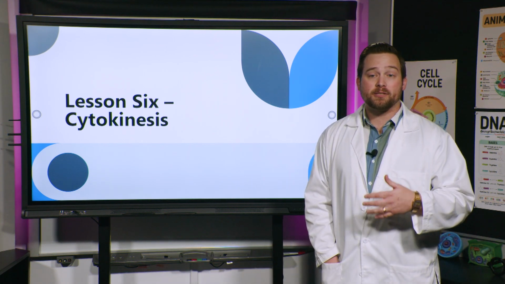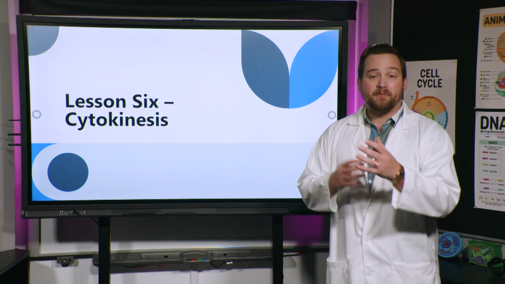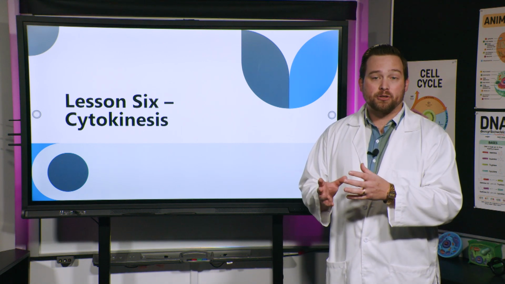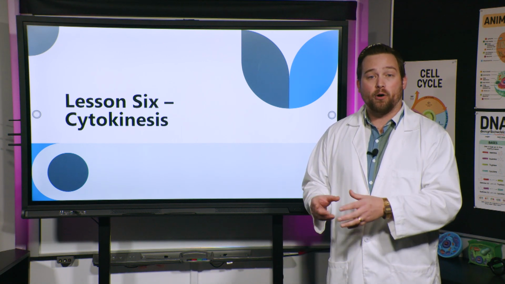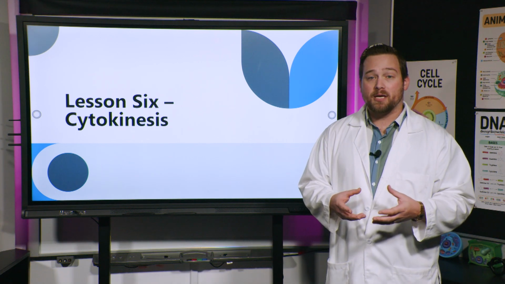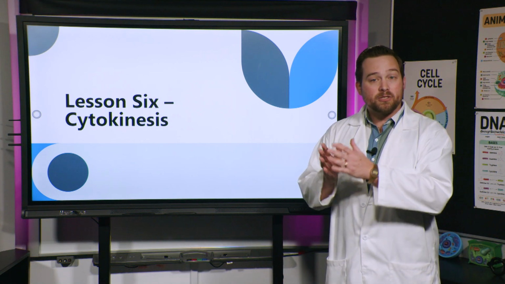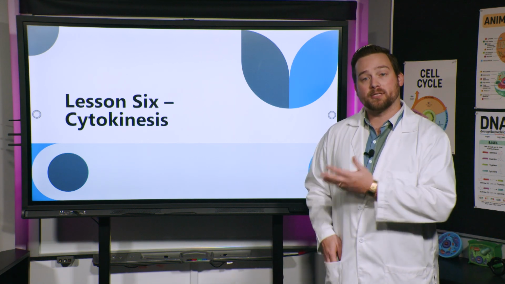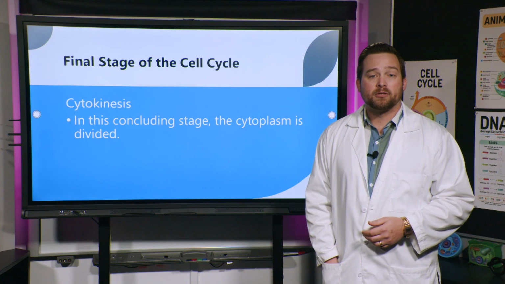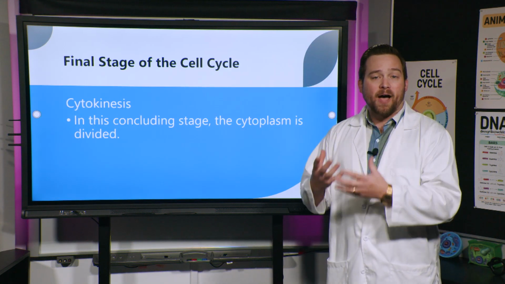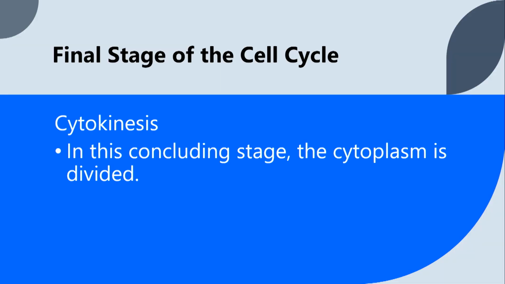So cytokinesis. Up to this point, we've divided the nucleus and we've made sure that each new cell has all the right DNA and organelles it needs. So now all we need to do is actually separate into two new cells, and that's what this stage is all about. As a reminder, this is the final stage of the cell cycle. It's called cytokinesis. In this concluding stage, the cytoplasm is divided.